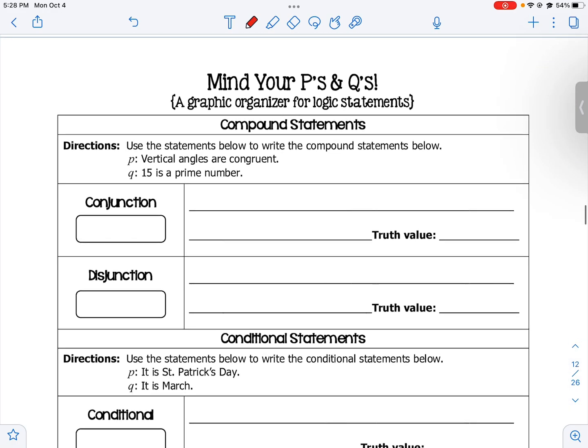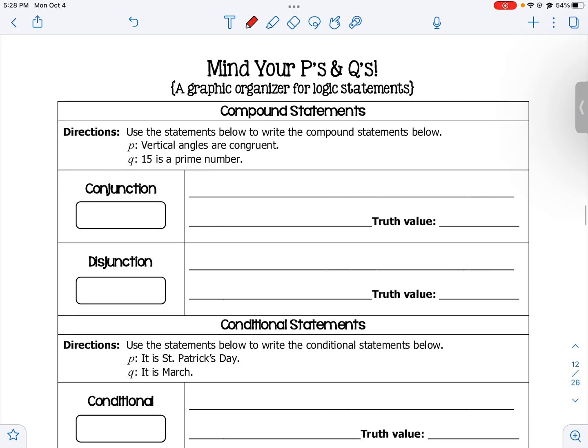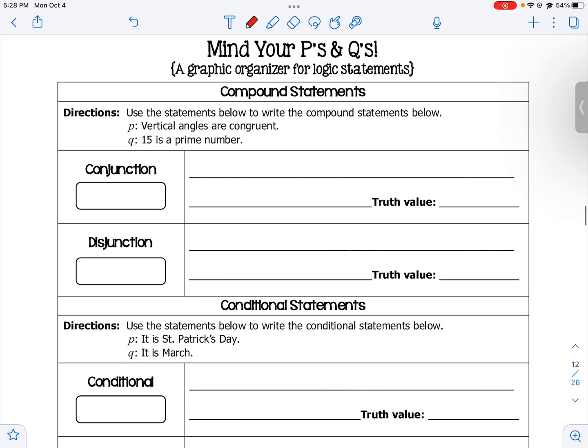Mind your P's and Q's. I said it before, and that's where it comes from. Mind your P's and Q's. This is a graphic organizer of logic statements. So this is just another concise piece of notes just to remind you what everything is and where it goes.